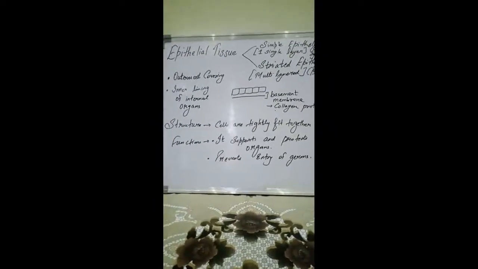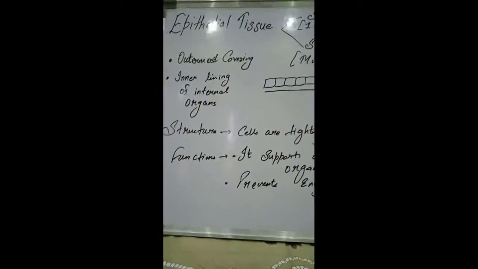Now comes the structure of the epithelial tissue. So what is the structure? In the epithelial tissue, cells are tightly fit together and they have no spaces between them. There are two functions of epithelial tissue: it supports and protects the internal organs, and second, it prevents entry of germs. So this was all about your epithelial tissue.